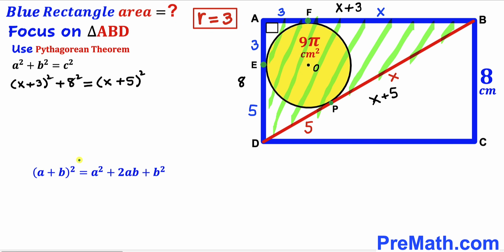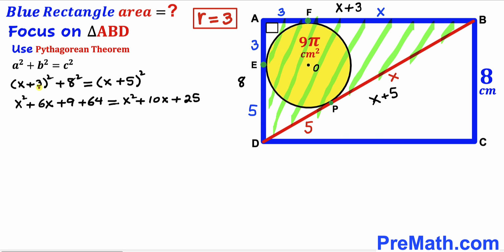And now let's recall our famous identity: a plus b whole square could be written as a square plus 2 times ab plus b square. We are going to apply this identity on this binomial and this binomial as well. So therefore this is going to give us x square plus 6x plus 9, and here 8 square is going to give us 64, equal to x square plus 10x plus 25. And here we can see this x square and x square, they are gone.